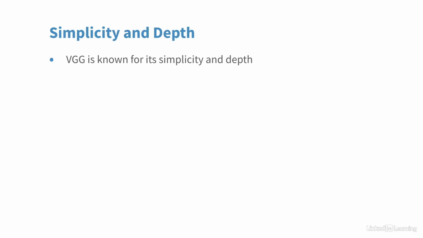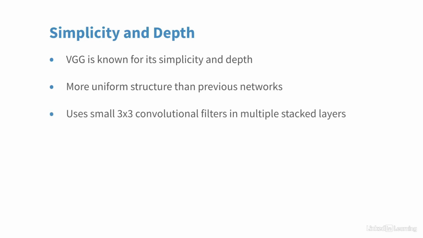Before VGG, most neural networks used a variety of layer sizes and types, making them hard to scale and generalize. VGG introduced a more uniform structure using small 3x3 convolutional filters and stacking multiple layers. This approach allowed the network to learn complex features with fewer parameters, enabling it to scale to deeper architectures. The VGG architecture introduced several fundamental design principles that have impacted today's research in deep learning and computer vision.